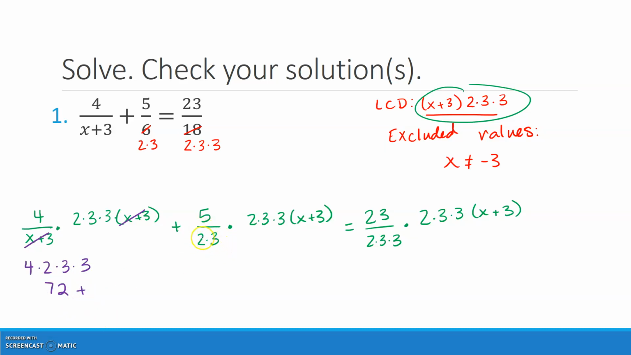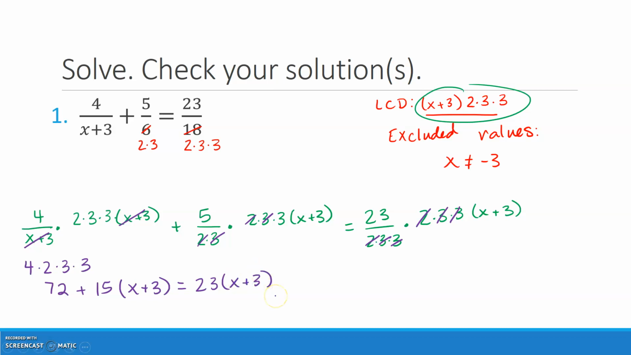Plus here, the 2 and 3 in the denominator would both be canceled out with the 2 and 3 in the numerator here. So then we have 5 times one more 3, so plus 15 times the x plus 3 as well, is equal to, here, the last fraction, 2, 3, and 3 will cancel out with this 2, 3, and 3, and then we have the 23 times the x plus 3.